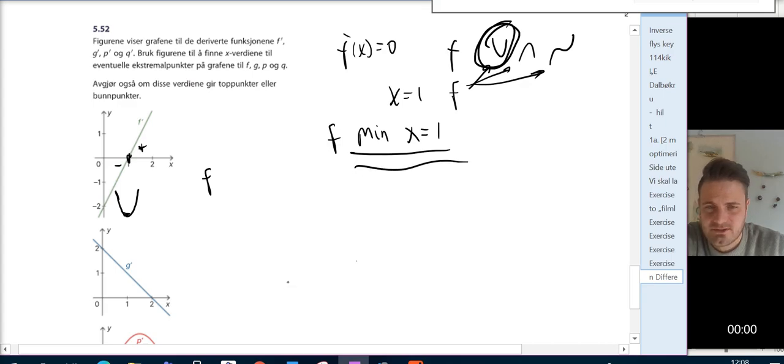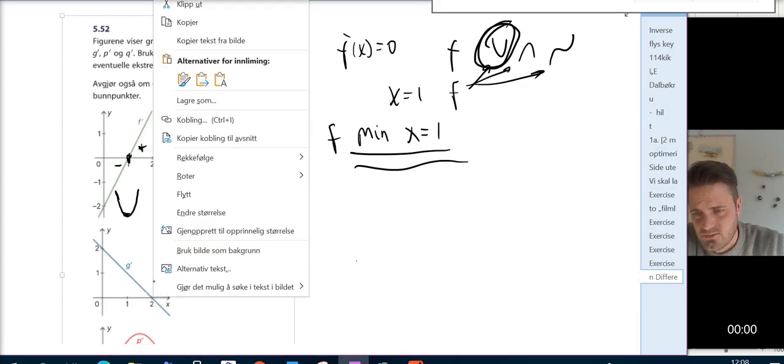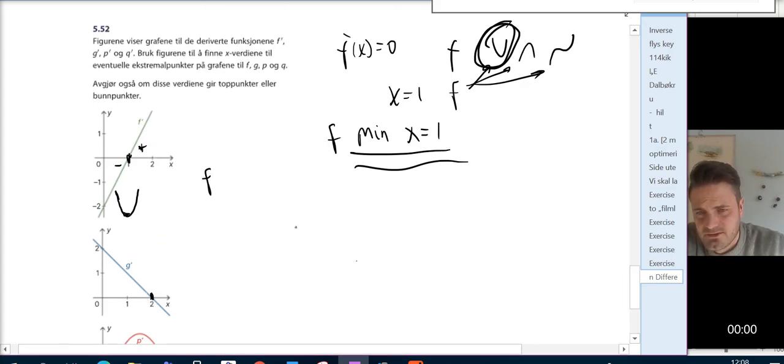So the answer to this first question here is that f has a minimum point when x is equal to 1. That's the answer. And here we have the graph of the derivative of g of x. And we see here that the derivative of g is 0 when x is equal to 2. So we know that g either has a minimum, maximum, or terrace point when x is equal to 2.